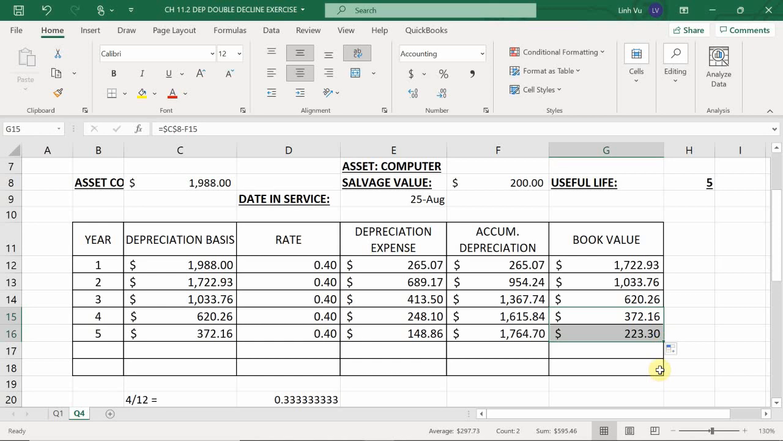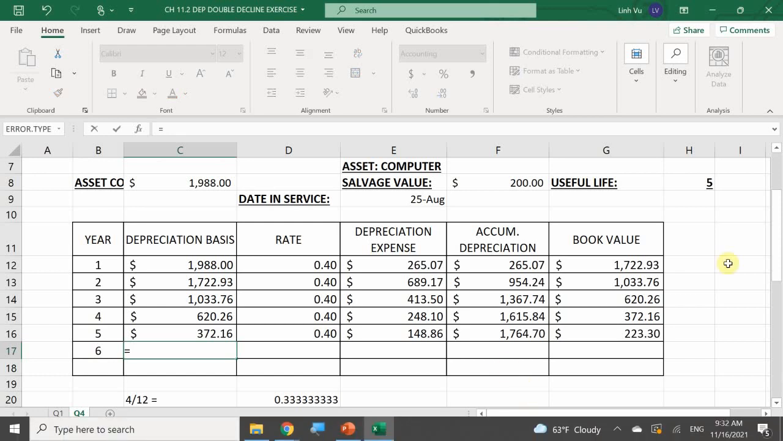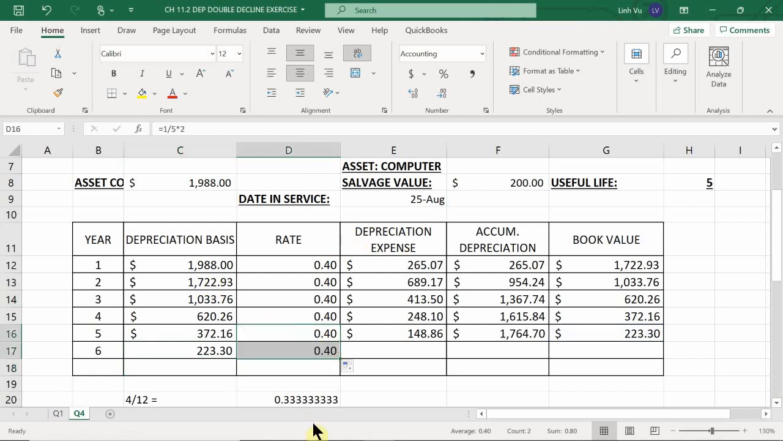So in this case, can I continue depreciating? Kind of. Yes, because right now, how old is my asset? 5 years? Is it really 5 years? Oh no, 4 and 4 months. It's only 4 and 4 months old. So I still have 8 months that I can still depreciate it for, and I can still depreciate because right now I haven't reached salvage value yet. So I can go for another year. Let's go ahead and plug that number in. So what is 40% of $223.30?